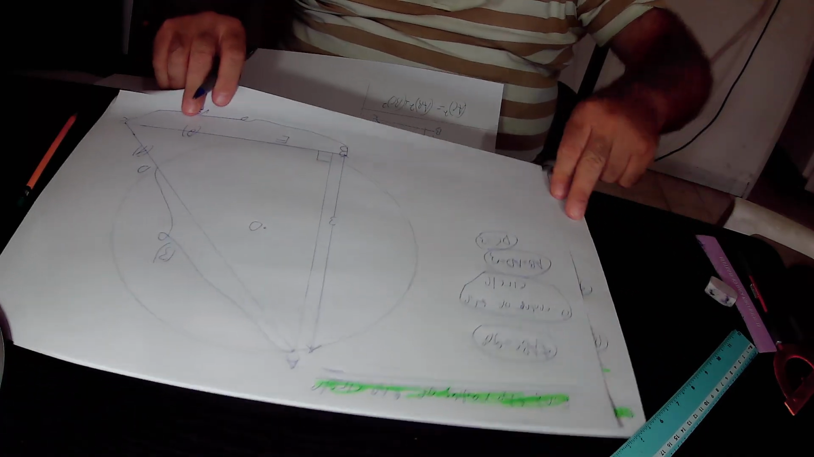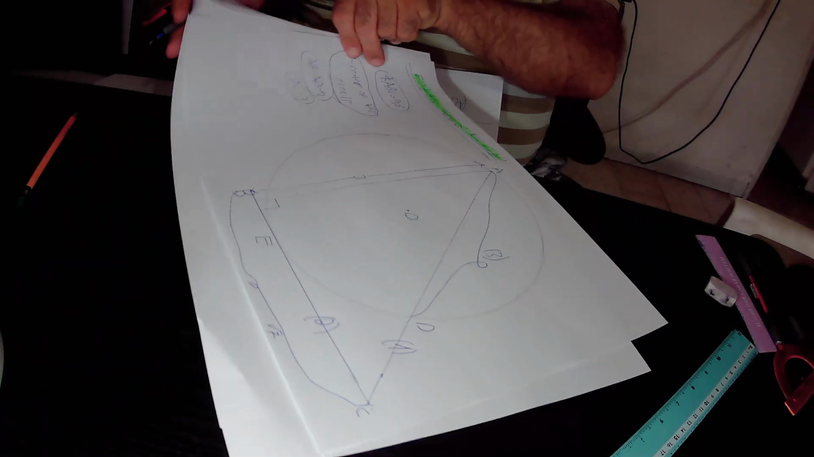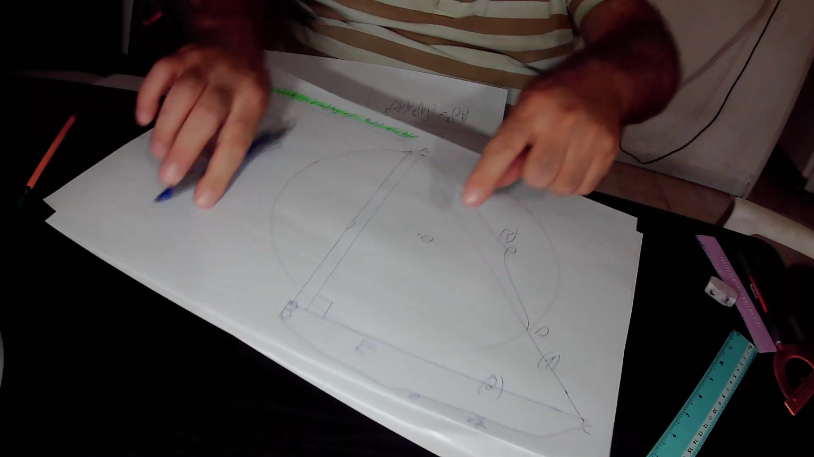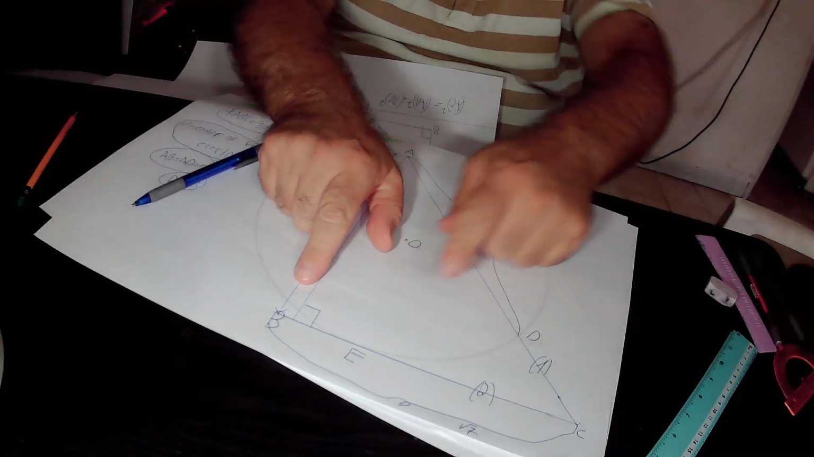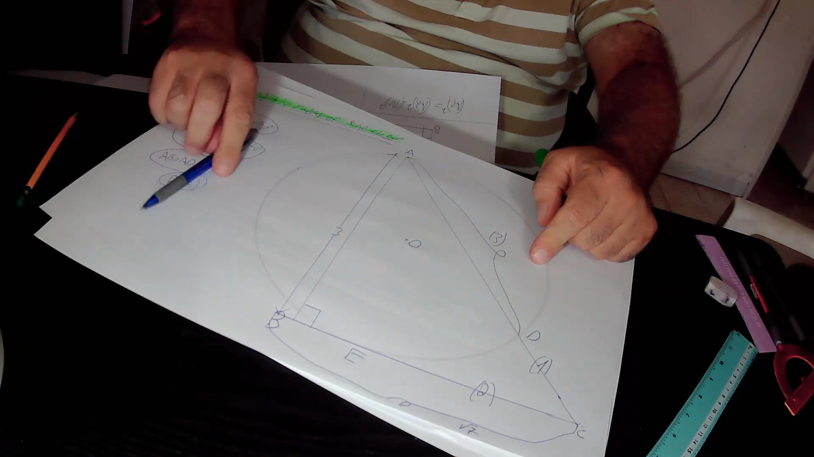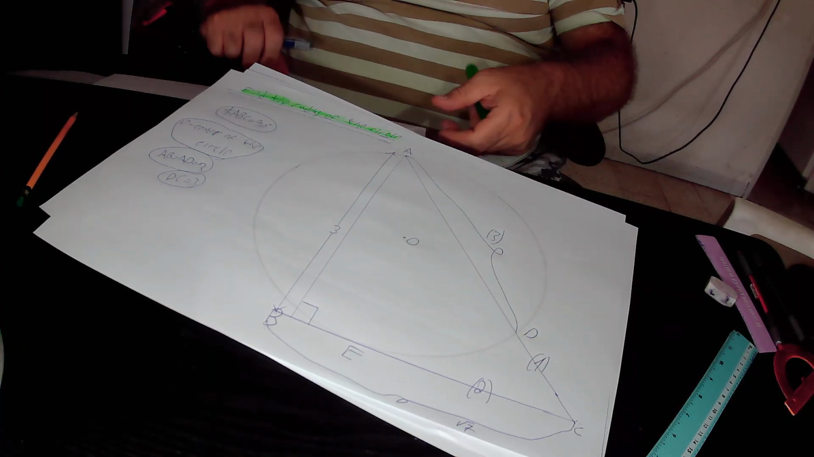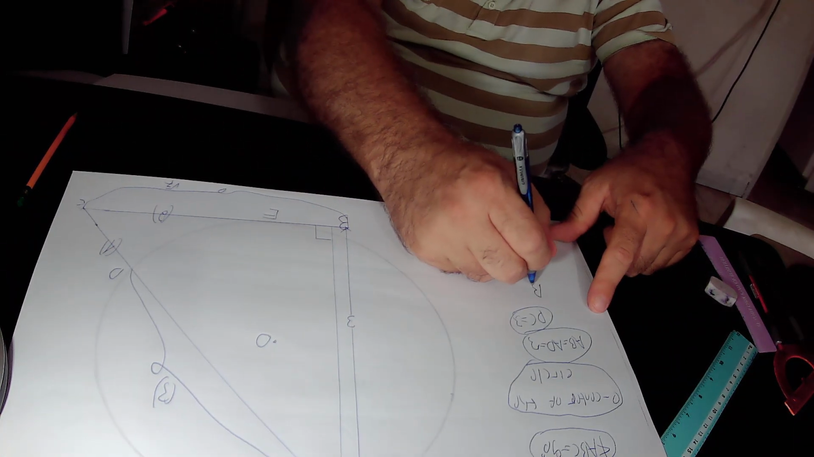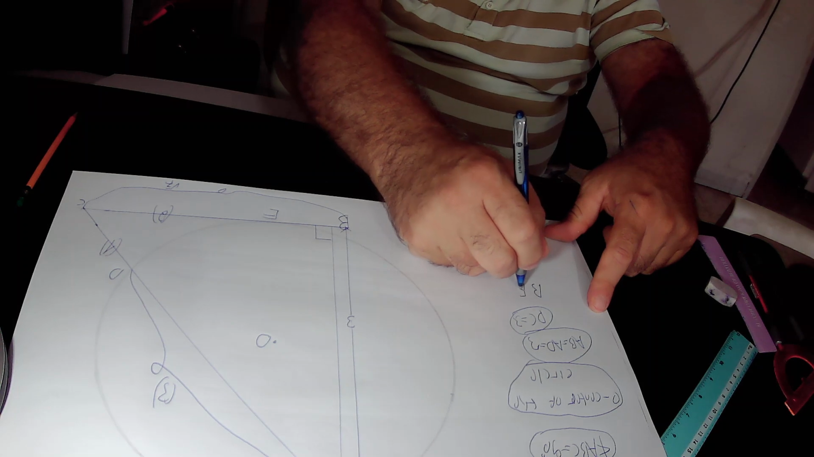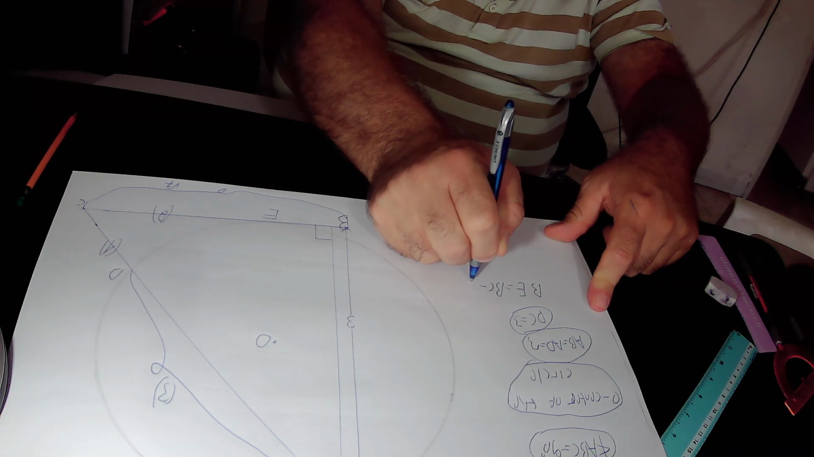So what is the length of the missing line segment BE? Line segment BE equals BC minus EC. So I write it down: BE equals BC minus EC.